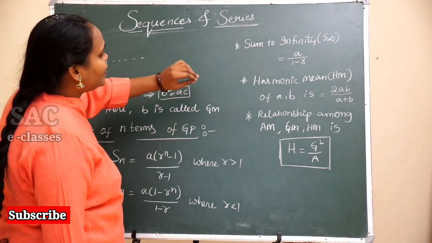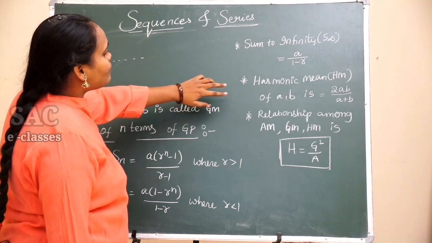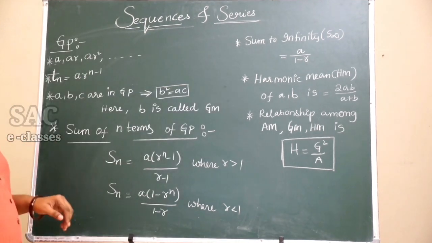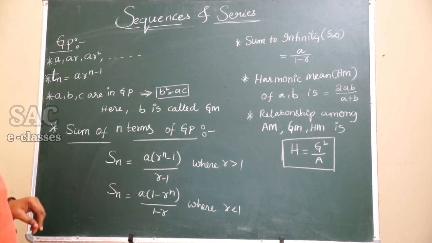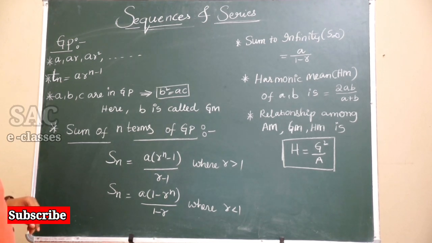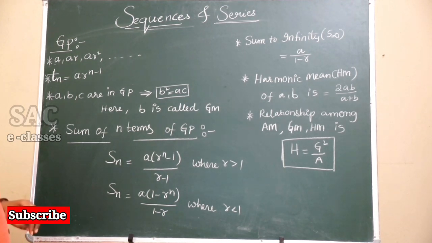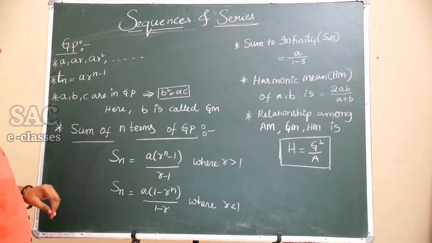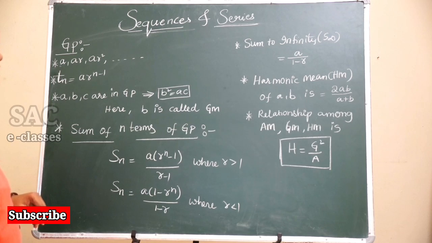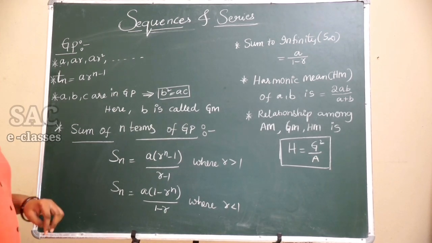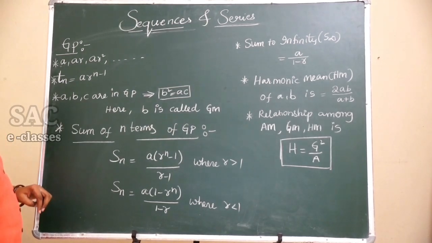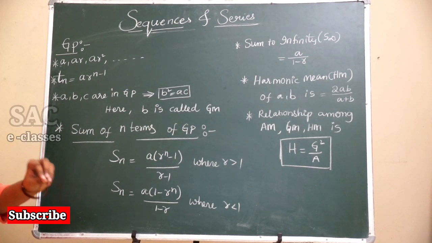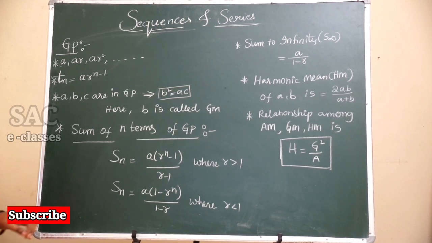For HP you need to focus more on what the condition is whenever 3 terms are in HP. That is nothing but the HM, harmonic mean, as well as the relationship among all the 3 means. That is, harmonic mean is equal to square of the geometric mean by arithmetic mean, H is equal to G square by A. Let's move to some more formulas relevant to this concept.